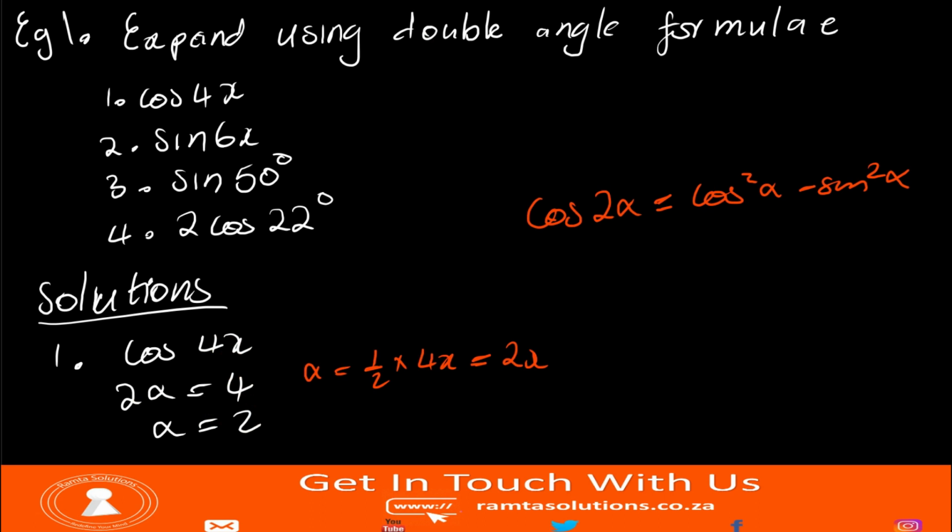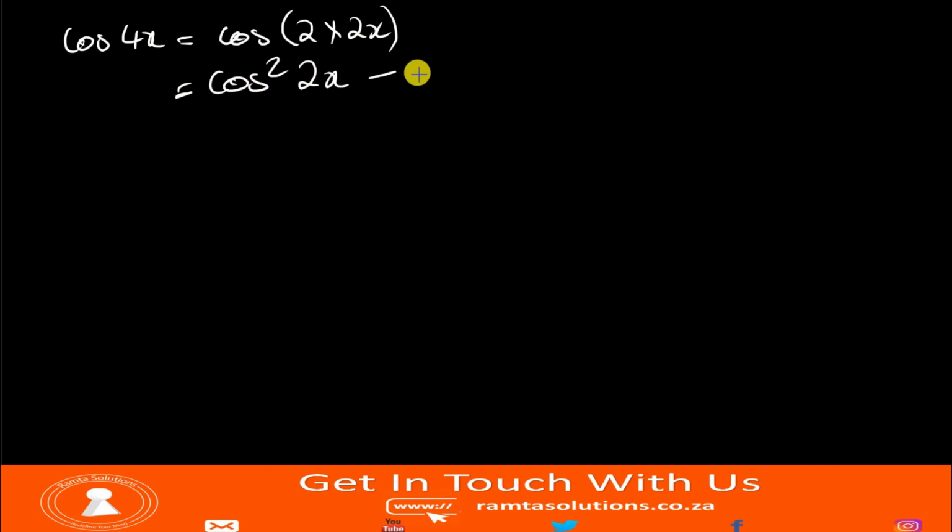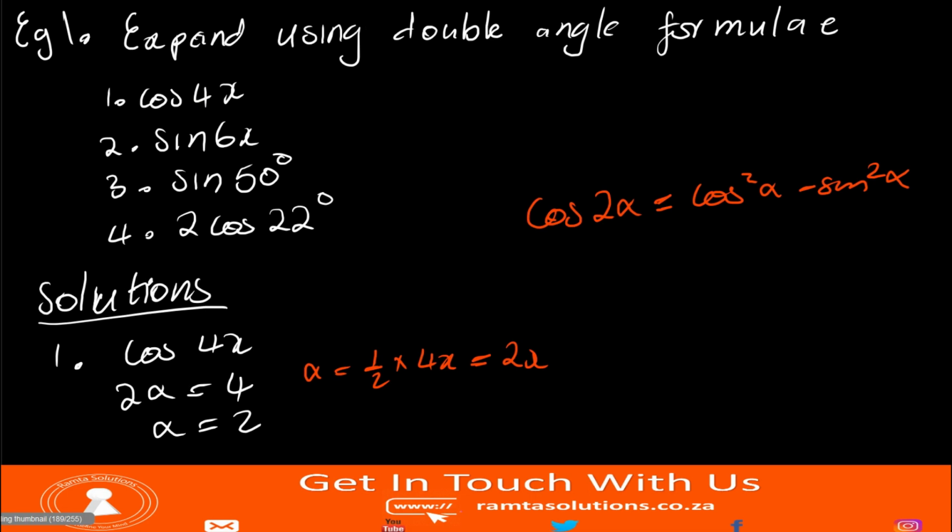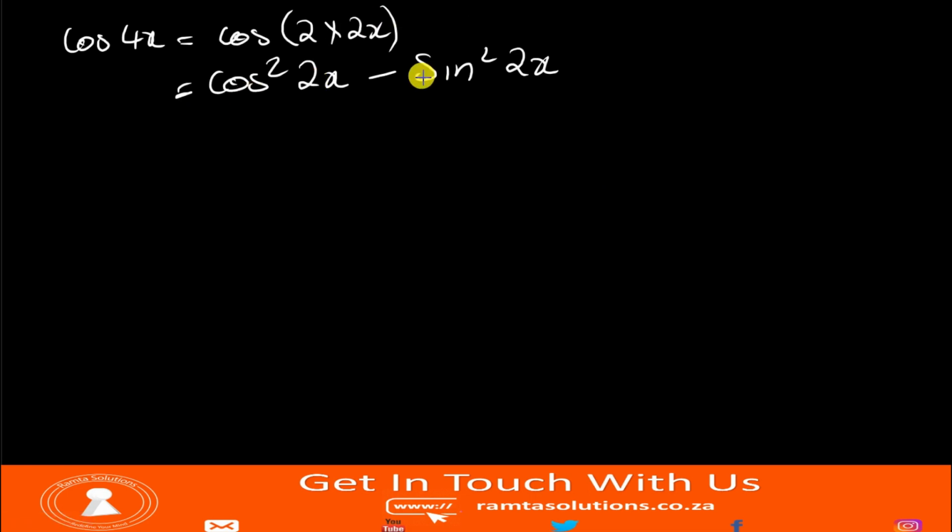So let's proceed. We will say we have cos 4x equals cos 2 times 2x. Can you see that? If this is the case, there's a double angle. So we'll say we have cos square 2x minus sine square 2x. I know that you see that this is another double angle. There's nothing wrong with it. You can leave it here or you can further expand. It's totally up to you.